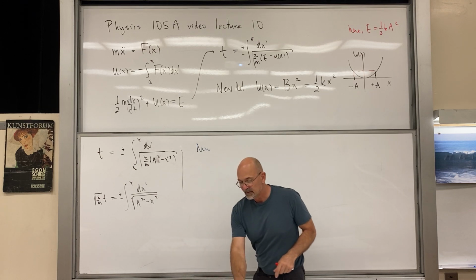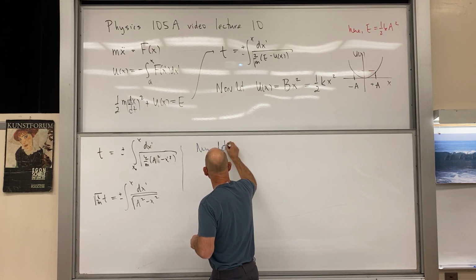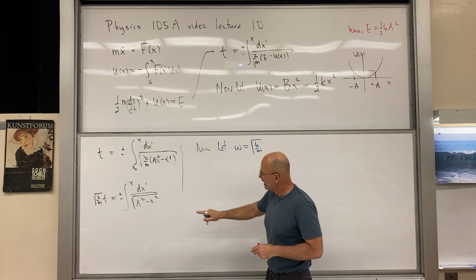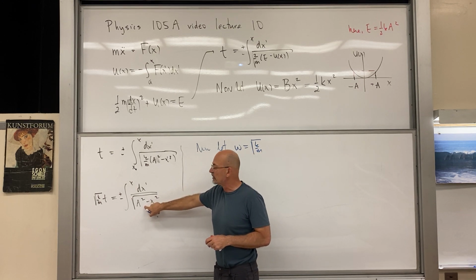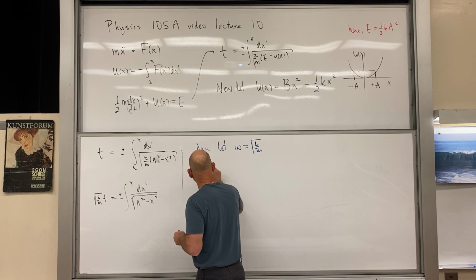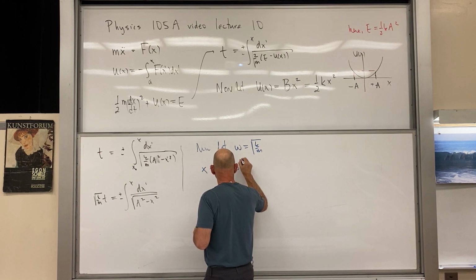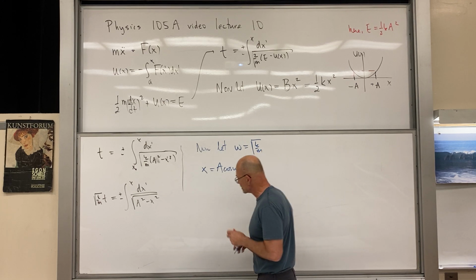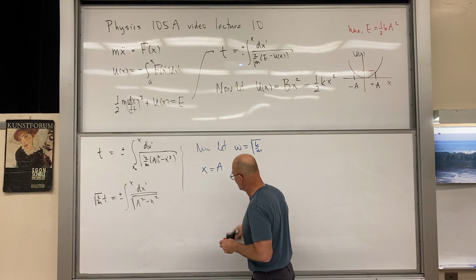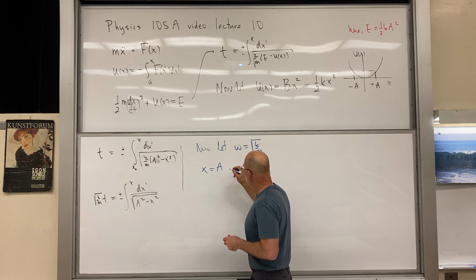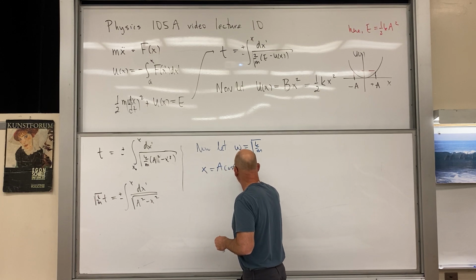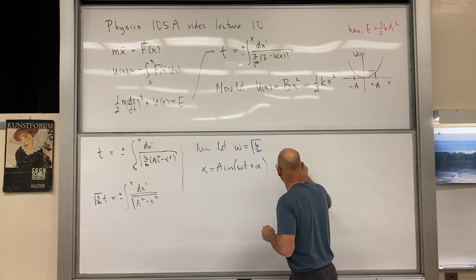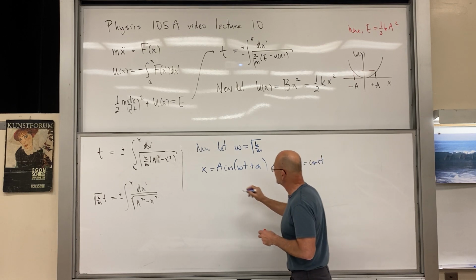Let omega be root k divided by m. You can do a trig substitution because this is an inverse cosine. You can have x equal a cos omega t. Actually, not so fast. This is what we're going to arrive at: x equals a cos of omega t plus alpha. That's going to be your final answer, where alpha is just some constant.